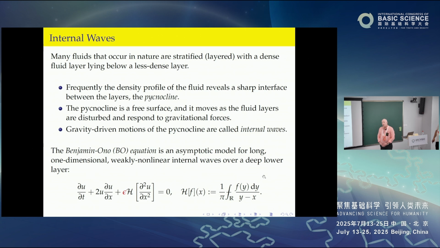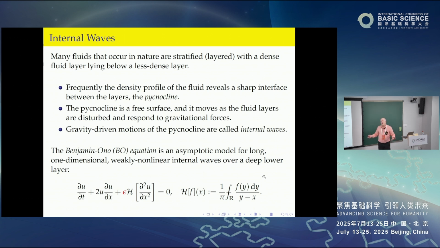So the Benjamin-Ono equation is a model for internal waves. What this means is that there is a fluid that has two layers. There are different densities of fluid, and there's an interface in between which can move as the different fluid layers are disturbed and they respond due to just gravity. That free surface is called the pycnocline, and it moves around over time. If we allow that surface to move, we can see waves propagating on that free surface, and that's what we mean by internal waves in a fluid.